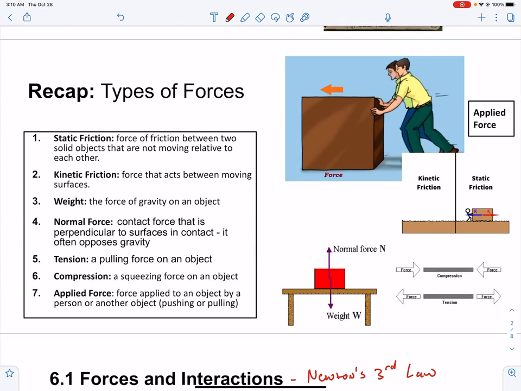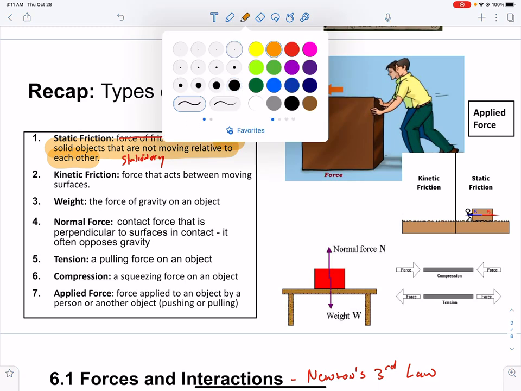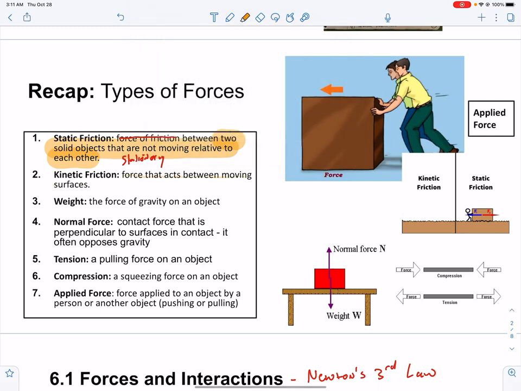All right, as a quick recap, we have many different types of forces. We said previously that we have two types of friction. We have static friction. This is the force of friction between two solid objects that are not moving relative to each other. So this is stationary friction. And this is the friction that has a greater maximum value. Once you get an object to start moving, then you have kinetic friction. Kinetic friction is the friction that acts between two moving surfaces. This one tends to be a smaller force of friction. It's not as great of a push, smaller force.